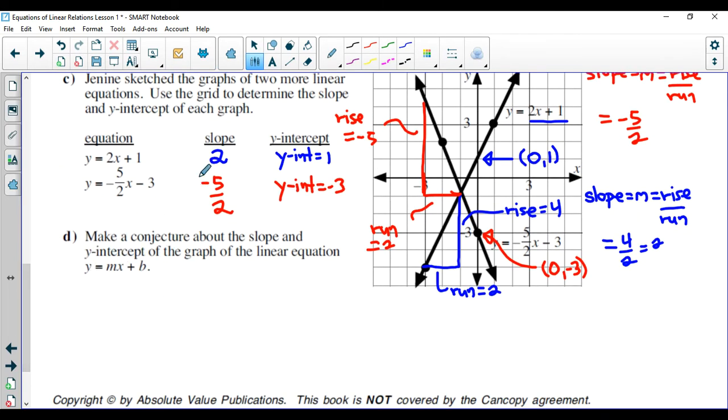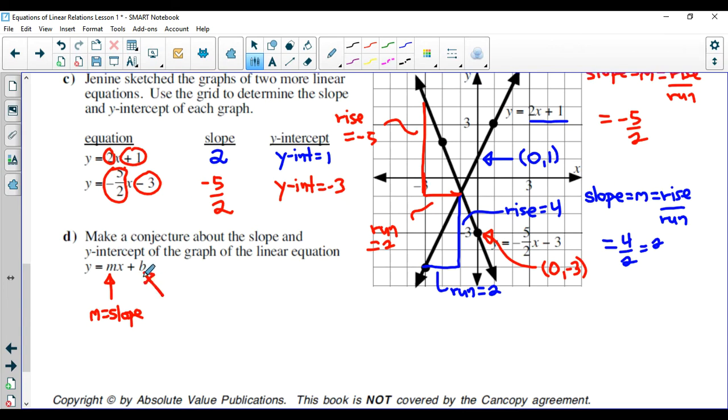Okay, well, we should be able to see this here. So if you look at the coefficient attached to x, so you got a 2 here, and you got a -5 over 2 here. That's what the m is, okay? In the equation y equals mx plus b, the m represents the slope of the line. And then if you look at the constant terms, you got +1 here, and you got -3 there. The constant term actually represents the y-intercept.